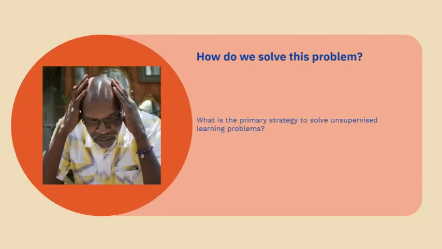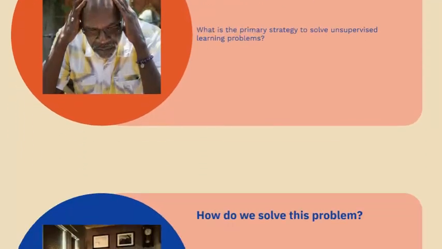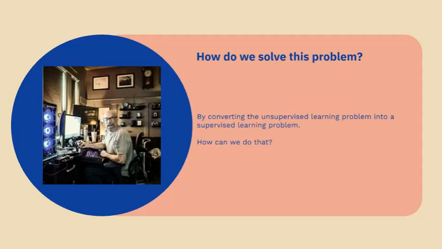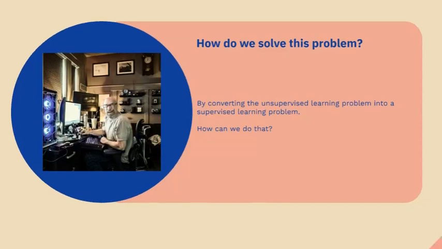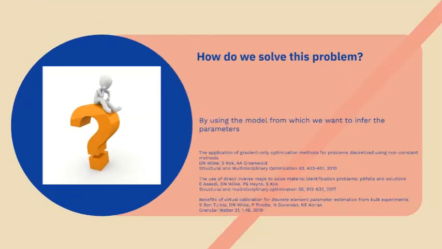So the question is, how do we solve this problem? What is the primary strategy to solve an unsupervised learning problem? Simple. We try and convert it into a supervised learning problem. The question is, how do we do this for an inverse problem? How can we convert this unsupervised problem into a supervised learning problem? And the answer is also simple. It lies in the model. So we can exploit the model to help us turn this unsupervised problem into a supervised learning problem.